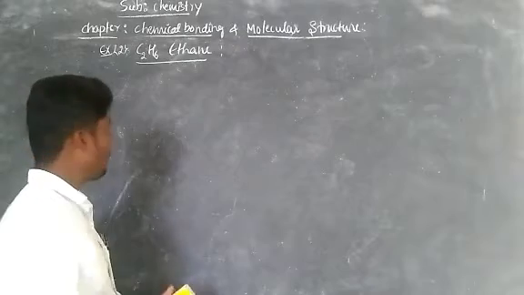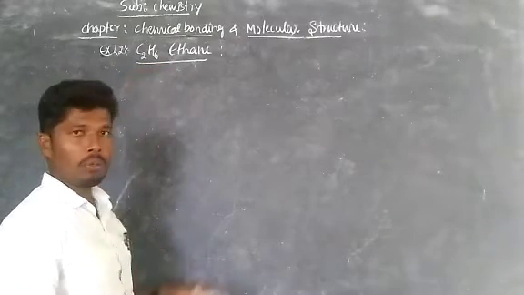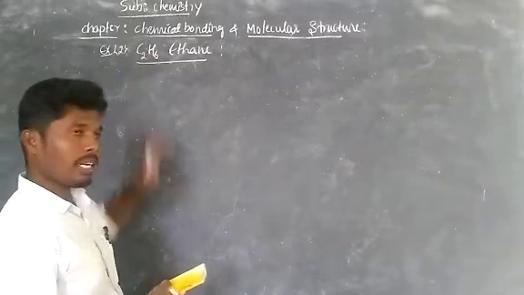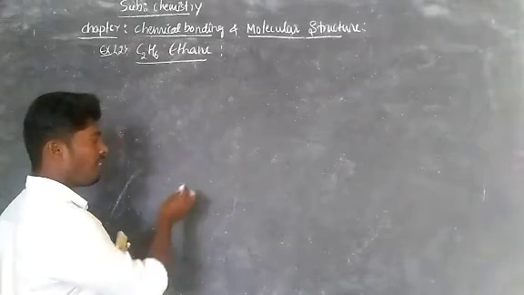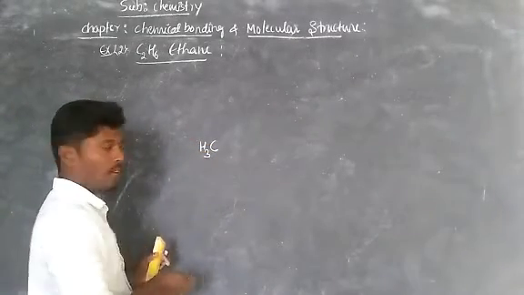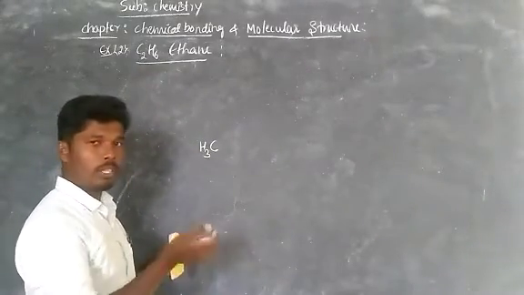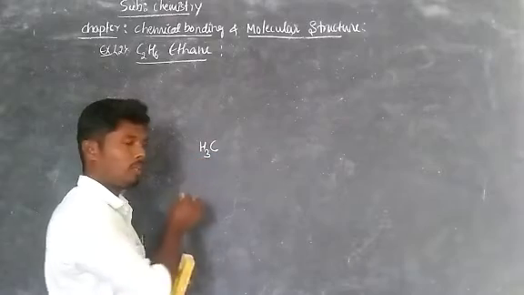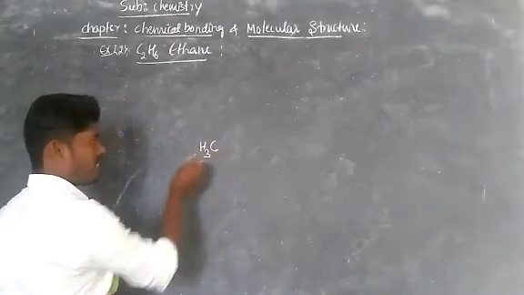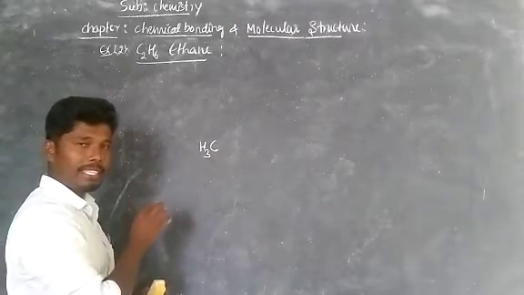Now the second example for sp3 hybridization is ethane, and the molecular formula is C2H6. So observe here, there are 2 carbon atoms and 6 hydrogen atoms. So for each carbon, how many hydrogens will we get? 3 hydrogens. Okay, how many carbons are there? 2. And how many hydrogens? 6. So for each carbon, 3 hydrogens after dividing equally. Now take the first carbon. Here also it is the same as in the previous example.